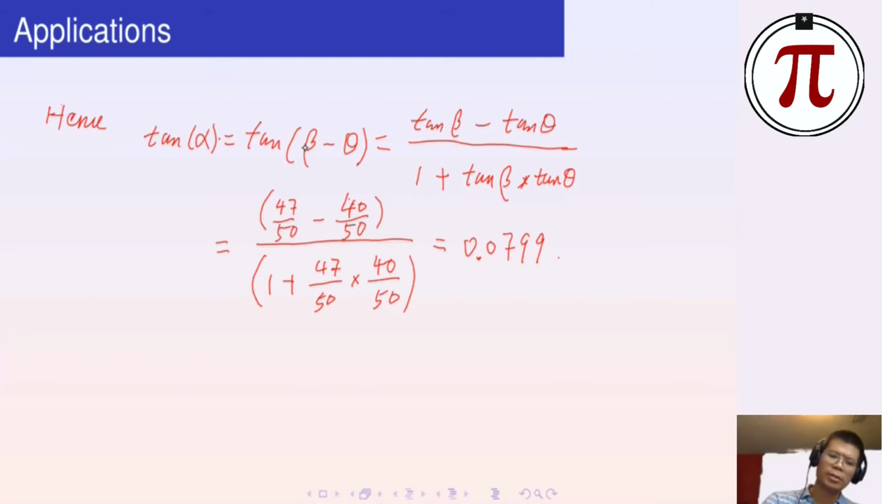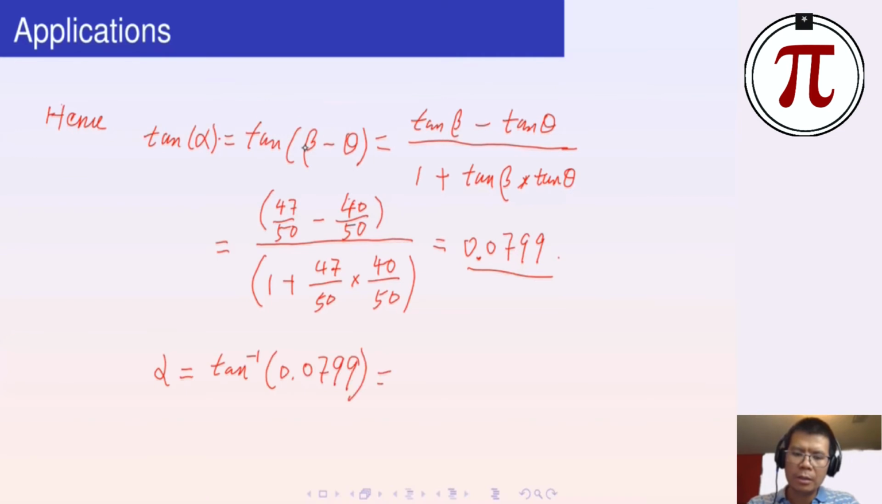Now, since tangent alpha is this value, what is alpha? Inverse tangent, right? Remember that? The inverse tangent of 0.0799. Alpha is an acute angle, right? So it's just the inverse tangent. So what is the inverse tangent?